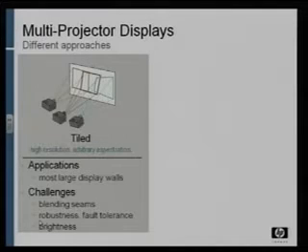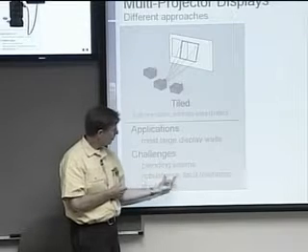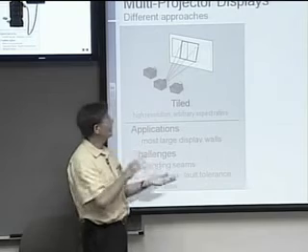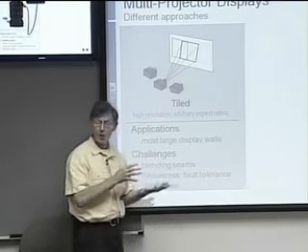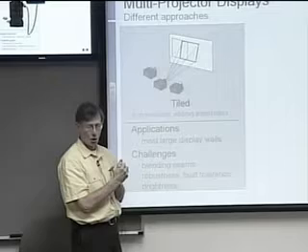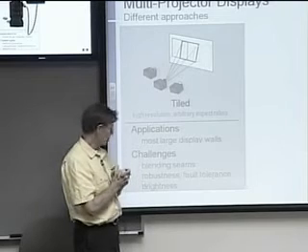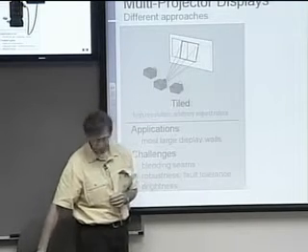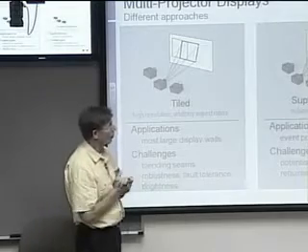So, problems that you wind up with: clearly you have to blend the seams together. You have to have robustness. Suppose a projector goes out, okay? Can you handle the case, which happens? So you have your overlapping, one goes out, can you reconfigure the situation there? And brightness is a problem. You'd like to have more brightness.